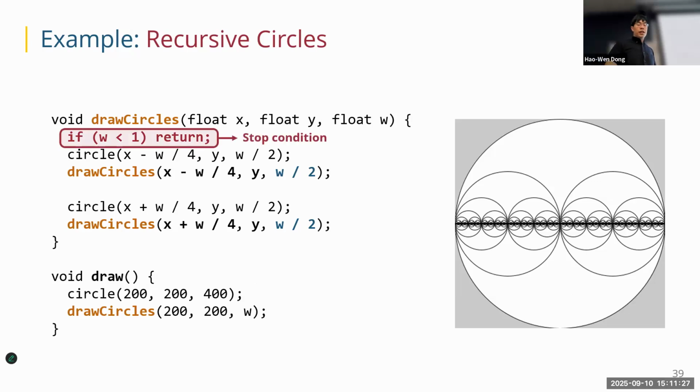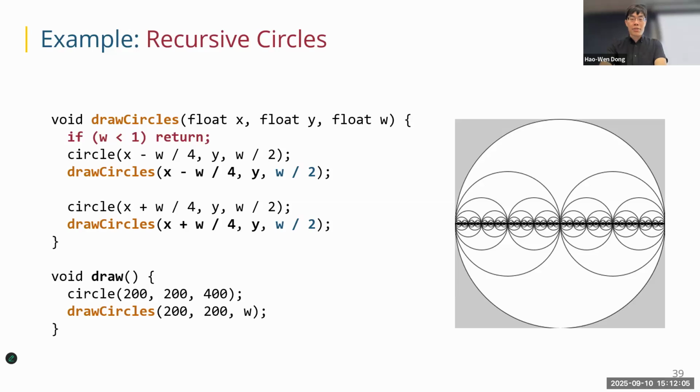So how do you do recursion? Well, for that, this is all you need. So that's the beauty of recursion, that you can use this to create that. What's happening here is that this is our main function. Forget about this at the moment. What we do is void draw, and then we do circle 200, 200, 400, and we will draw circles 200, 200, W. So first you draw this bigger circle. And now what you want to do is draw inside this.